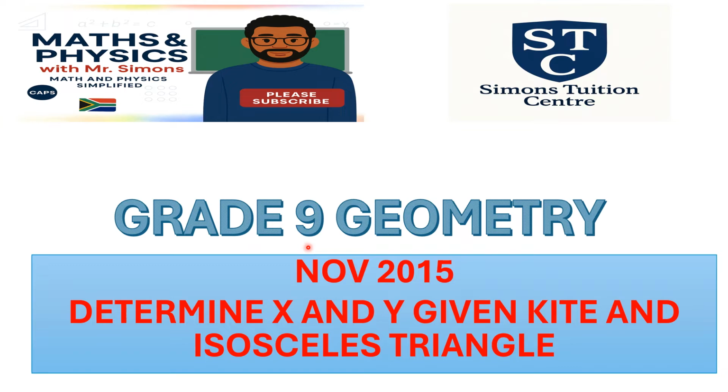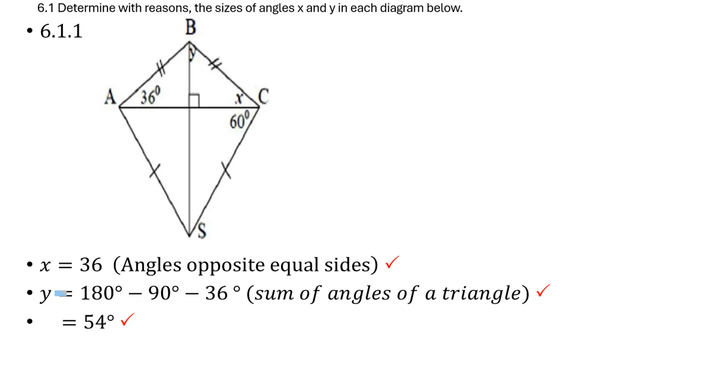Today we're looking at grade 9 geometry, using November 2015's exam paper. We're going to have to find the values of x and y. First problem, we give you a kite. Second problem, we give you an isosceles triangle. Determine, with reasons, the sizes of angle x and angle y in each diagram.